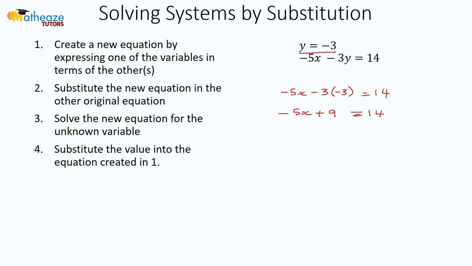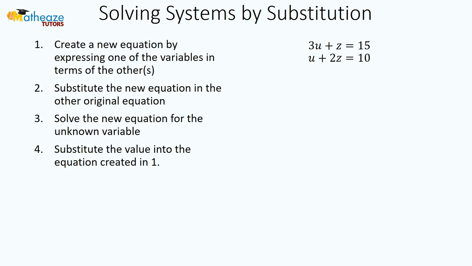So now we're going to solve for x. We subtract 9 here, we subtract 9 here. So negative 5x equal to 5. So we divide by negative 5 and divide by negative 5. So x equal to negative 1, and we already know that y equal to negative 3. So that's how we solve by substitution.